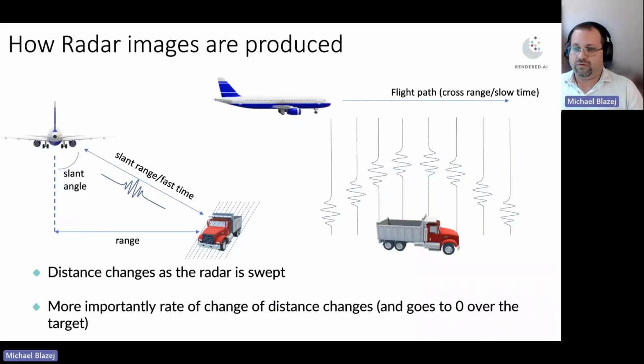And so radar is a radio detection. It stands for radio detection and ranging. And SAR is the application of radar to create a synthetic aperture.